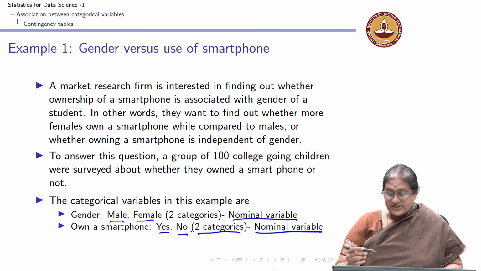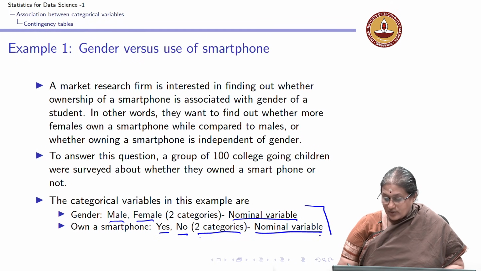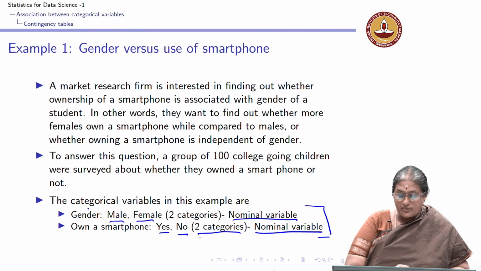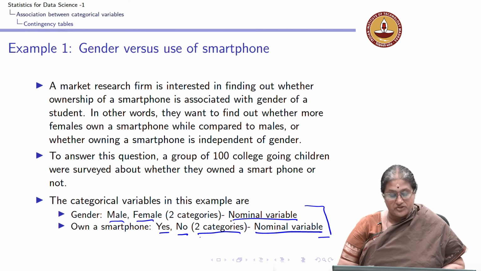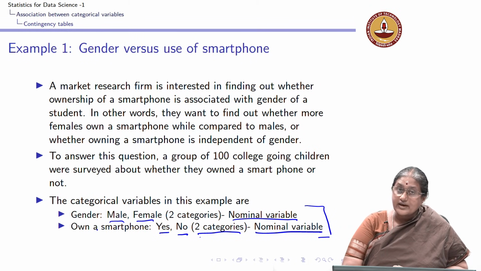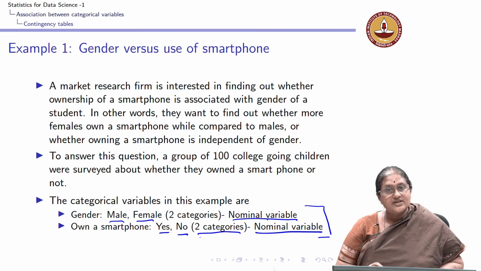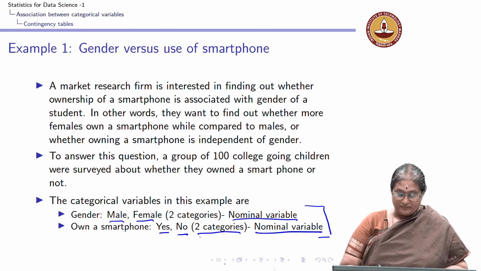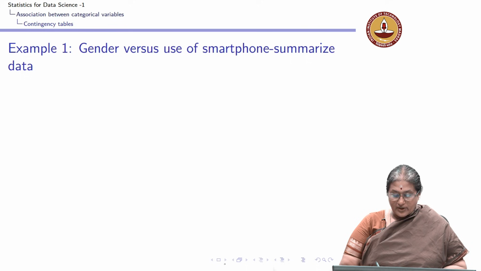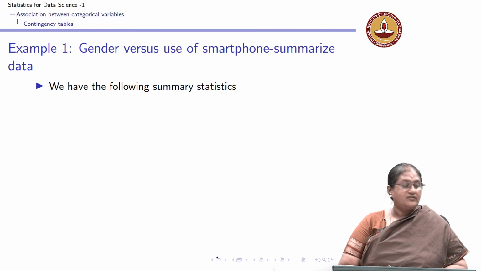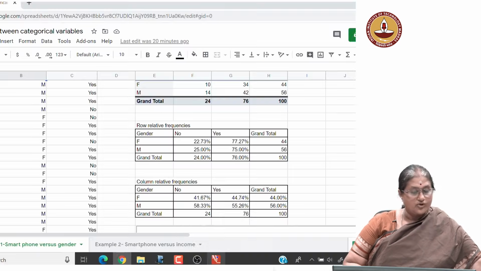Hence you can see that I need to know what kind of variable I have and what the scale of measurement is. Here, both are categorical variables with nominal scales of measurement. Okay. So, now let us look at the data. This is the data which I am talking about.